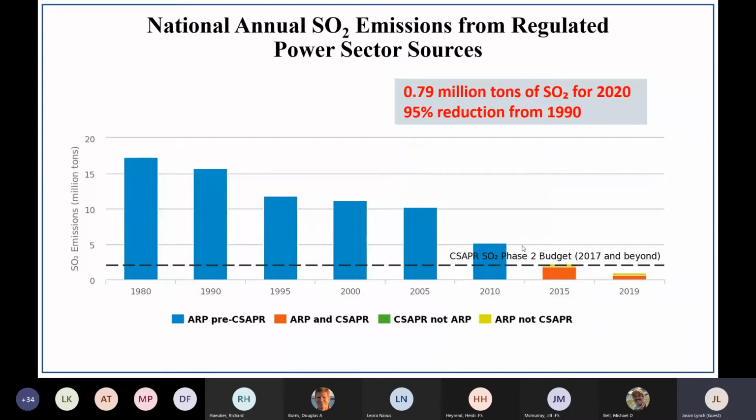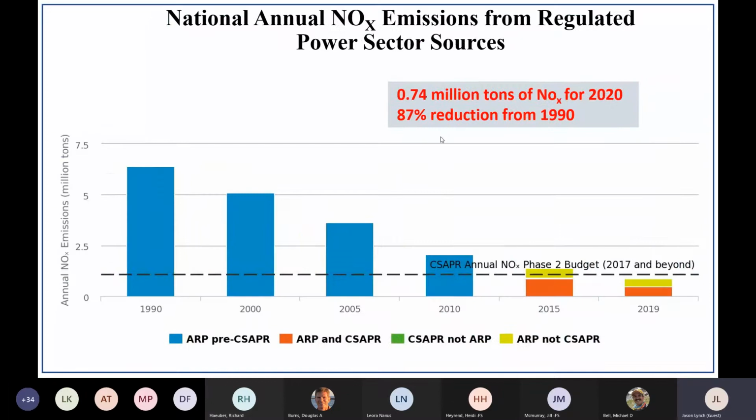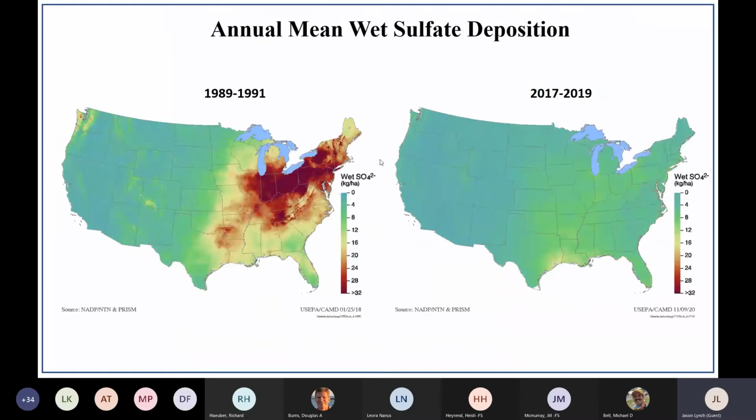I know in terms of our programs, the last few years, a lot of the reductions have been driven economically through the switching from coal to natural gas. But today we're at below 1 million tons of SO2. We're also below 1 million tons of NOx as well. And as a result, we have improving environmental conditions.